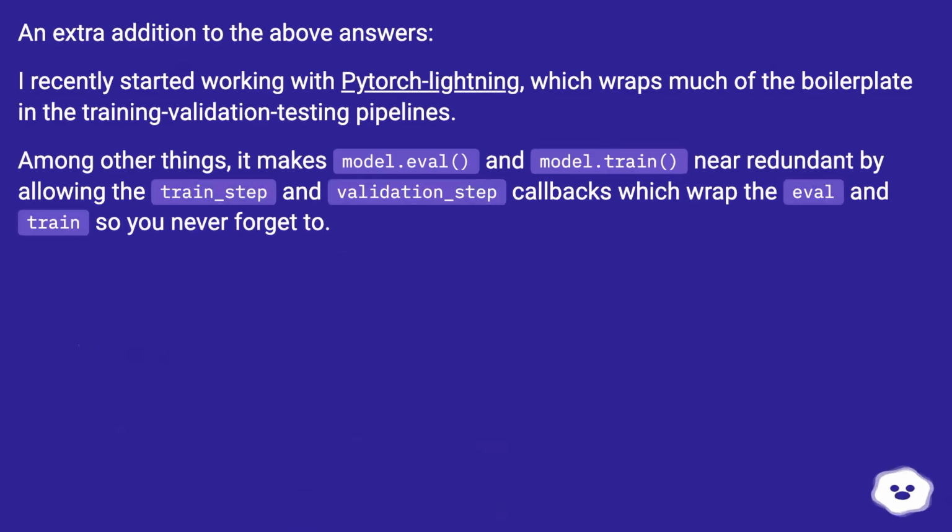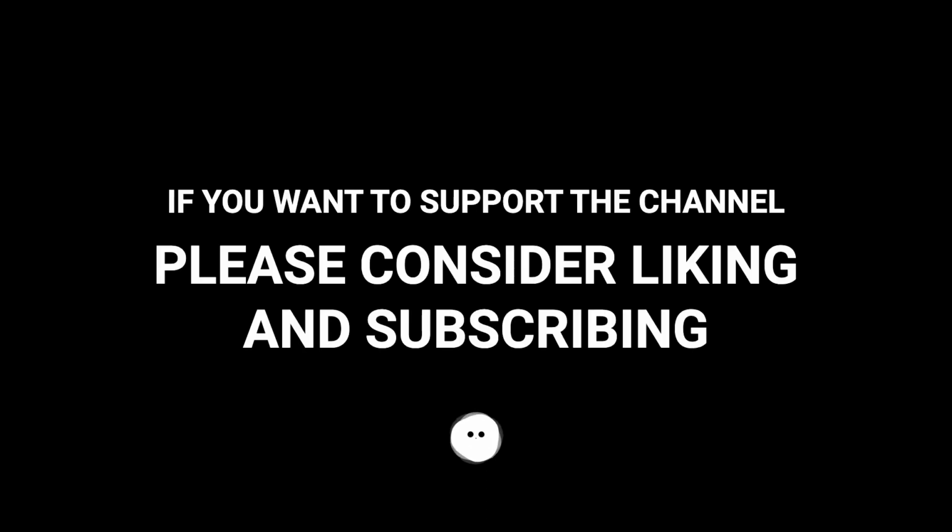An extra addition to the above answers. I recently started working with PyTorch Lightning, which wraps much of the boilerplate in the training, validation, testing pipelines. Among other things, it makes model.eval and model.train near redundant by allowing the training_step and validation_step callbacks, which wrap the eval and train so you never forget to.